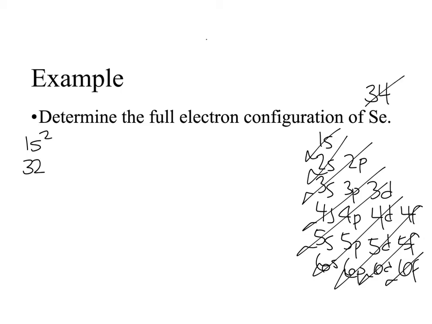34 minus 2. Next one's 2s2. Then we have 2p6, which leaves us 24. And I'm just following the arrow, by the way, because 1s, 2s, 2p. Now we're down to 3s.